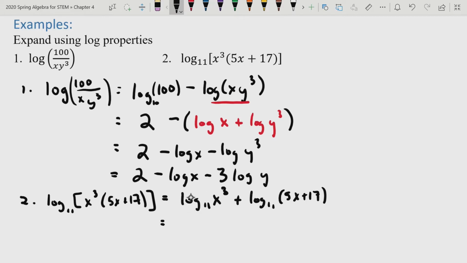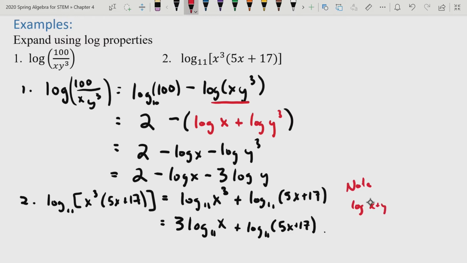Here we have the log base 11 of something to a power, so I can take that power and bring it down, 3 log base 11 of x. The power property: this exponent can come down as a coefficient. And what can I do here? The answer is nothing. This is just the log base 11 of 5x plus 17, and we're done. Note, the log of x plus y isn't equal to anything cool. There's no property of log that talks about the log of a sum.